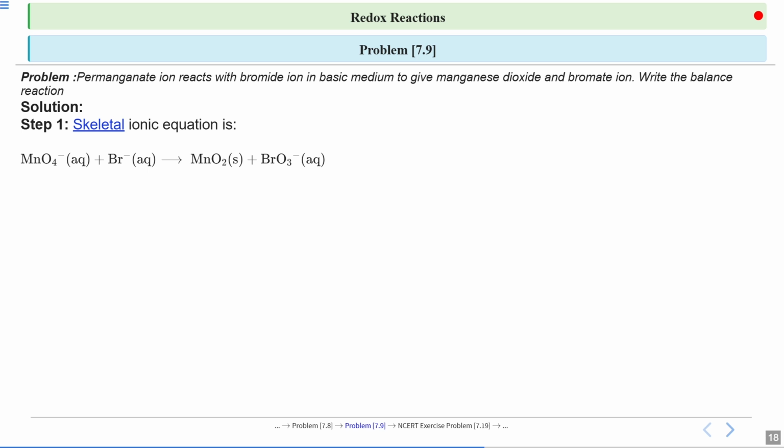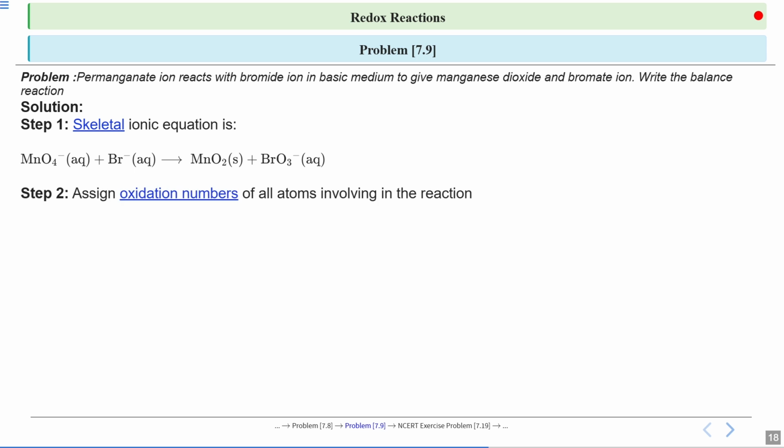Please keep in mind we are solving this question in basic medium. So with this question we will also understand the balancing with the help of basic medium. So here it is MnO4 negative plus Br negative gives MnO2 plus BrO3 negative.